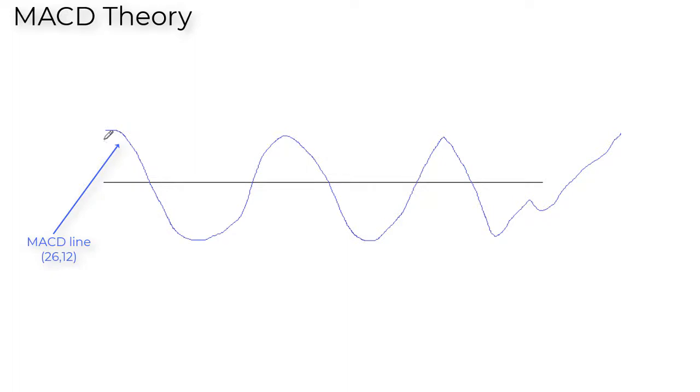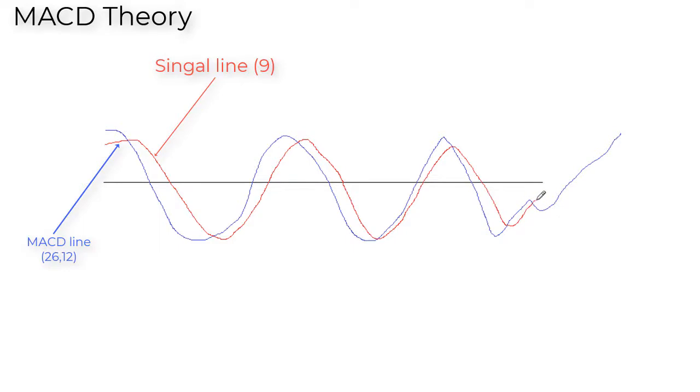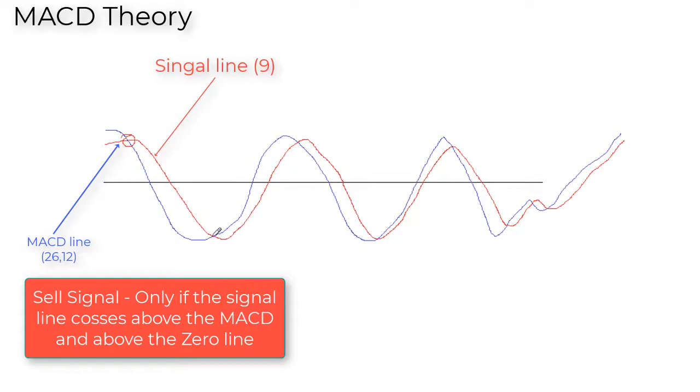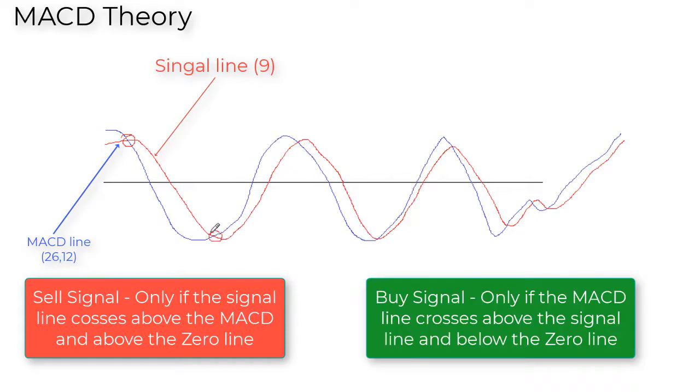The next component is the signal line, which moves based on the 9-day price action. So the signal line represents the last 9 days of price action. The line moves something like this, along with the MACD line, and it creates a trend line like this. When the two lines cross above the zero line, we call it a sell signal. If the two lines cross each other below the zero line, we consider it a buy signal. So this is a sell signal at the top, and this is a buy signal at the bottom.